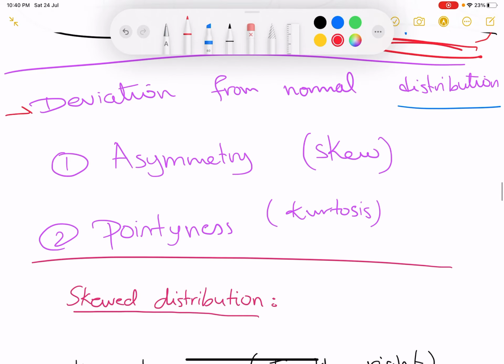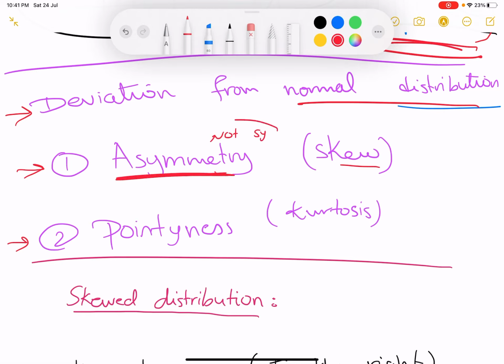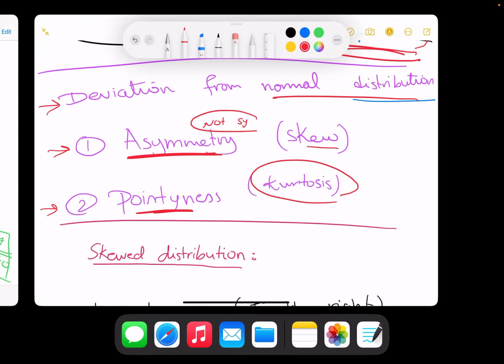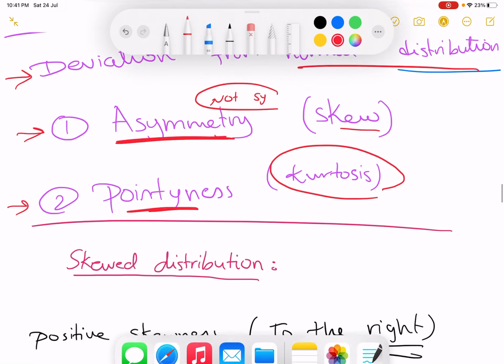There are some deviations from the normal distribution. We have skewness and kurtosis. Skewness is just asymmetry. It's not symmetric. And pointiness means kurtosis. And we're going to look at both of these.